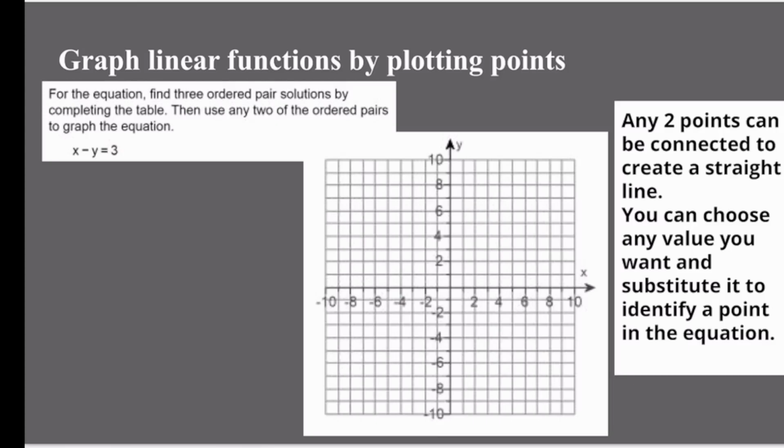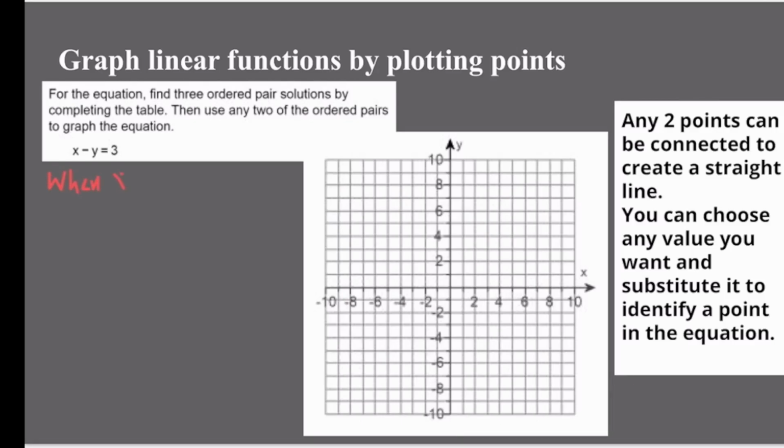We're just going to find 2 points. Any 2 points can be connected to create a straight line if we're talking about linear equations and linear functions. You can choose any values that you want and substitute it to identify a point in the equation. So if you're given a table of values, you have to use what they're given to you. So what we're going to do is we're going to pick numbers.